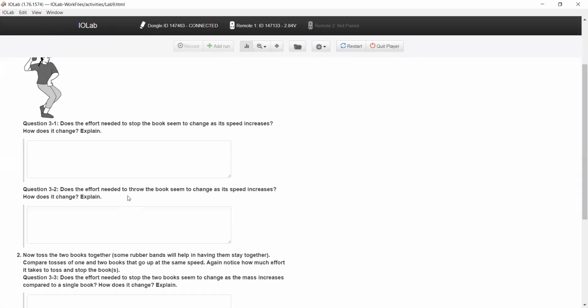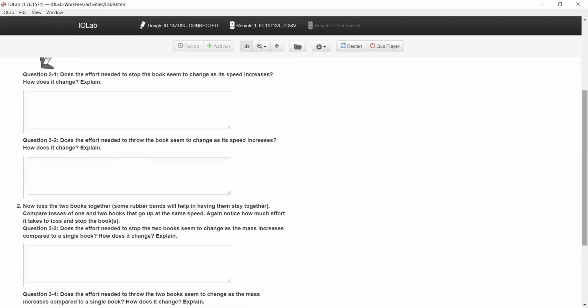If you want to throw with higher speed, you will need more effort, obviously. So now two books together. Some rubber bands will help keep them together. Compare tosses of one and two books going up at the same speed. They want us first to throw one book at some speed, then throw two books at the same speed, and see the difference.